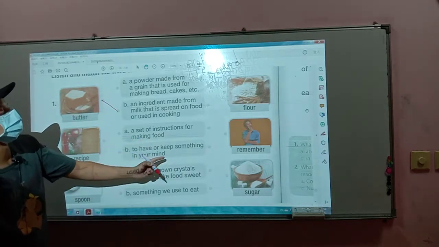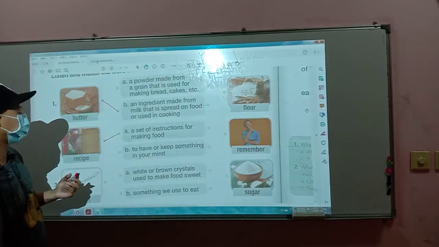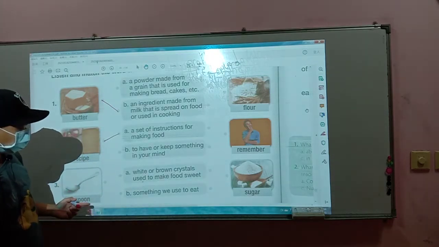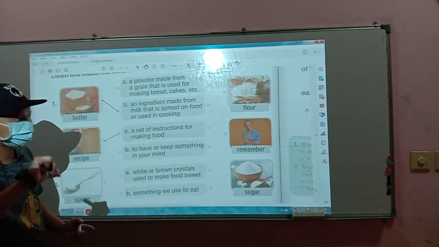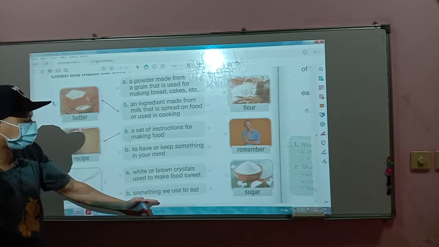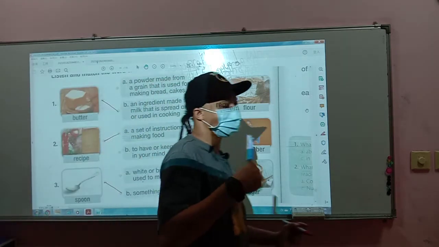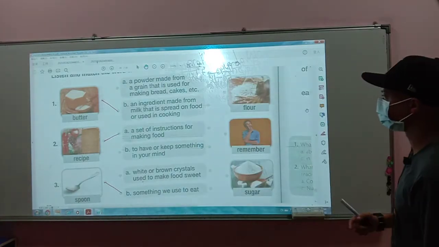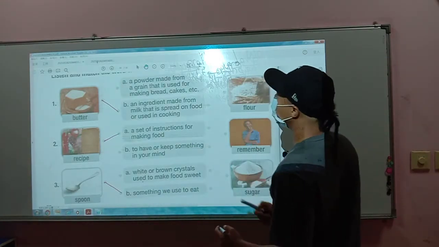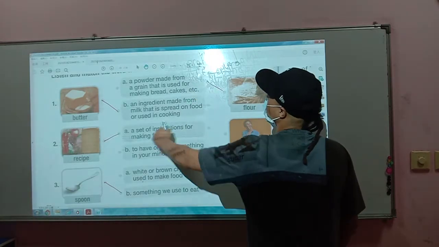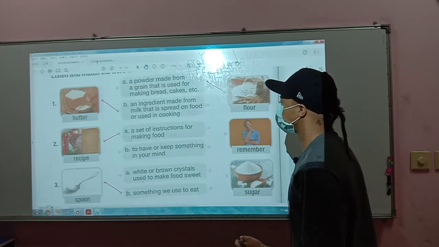A set of instructions for making food. So they tell you what to do to make food. Spoon. A white or brown crystal used to make food sweet. No. It's something we use to eat, right? So we use it to eat our foods. Okay? Then the next one is flour. So flour is a powder made from grain that is used for making bread and cakes.